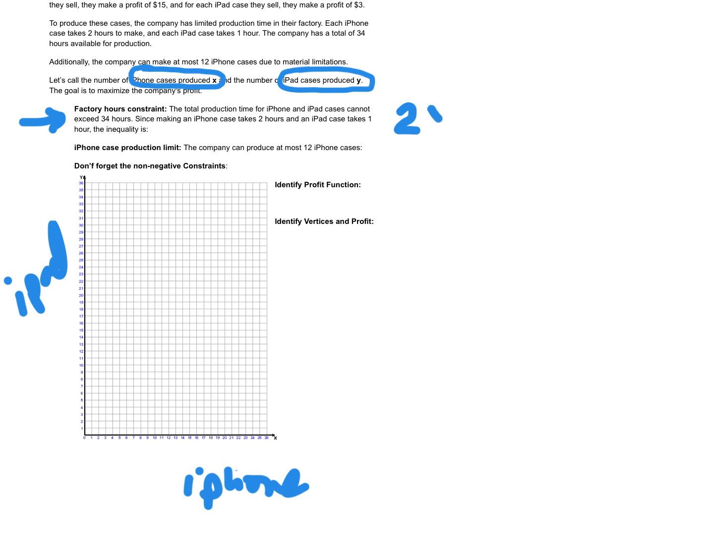Two for each iPad, plus it takes one for each. Wait. iPhone is 2, iPad 1. Thank you. One for each. So the first one was iPhone, the second one's iPad. And that should be equal to 34, and then I'm really close, but I'm wrong. Can somebody tell me why?